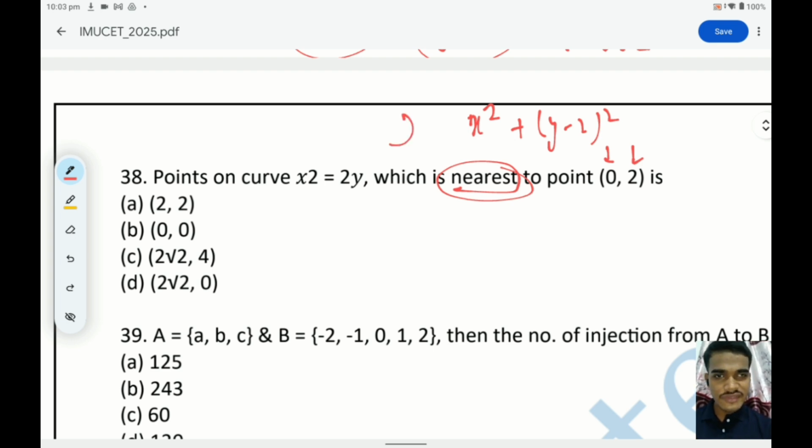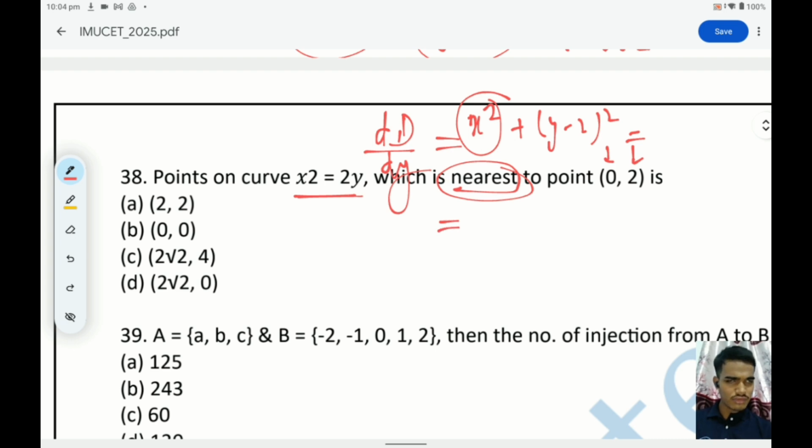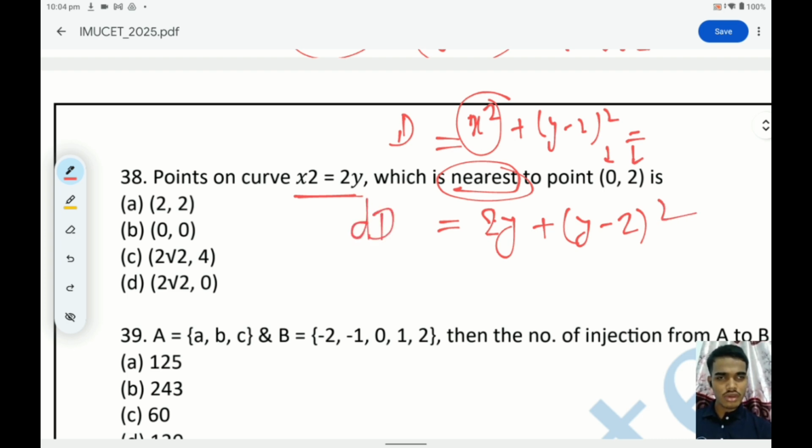So it's differentiation with respect to y, because the points are given in terms of y. Simple. So we will get what? For x square our value will be 0, but don't take it directly as 0. Here we know that x square is 2y, given. So first put the value. So x square is 2y, and if we solve it, this is 2y plus (y minus 2) square. Now differentiate it with respect to y.